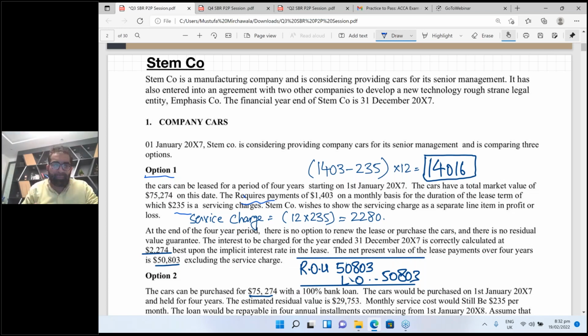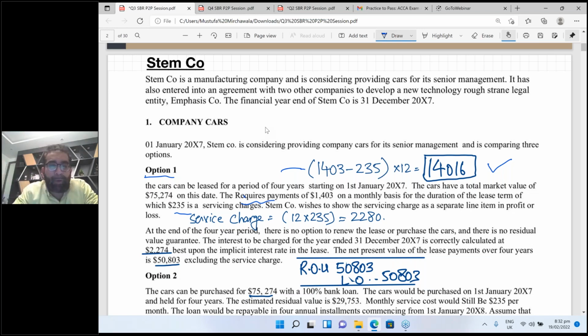Okay, so now let's calculate the pure lease payments. See, this 1403 is the per month amount. It includes 235 as a service charge. 1403 is the per month amount, 235 is the service charge. So this is the monthly lease rental, pure lease rental. I have removed the service charge. So now this is monthly multiplied by 12, 14016. So these are the annual lease rentals. 14016 pure annual finance lease rental I have taken out separately.